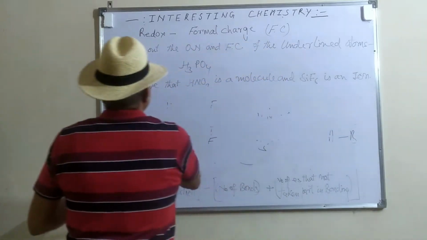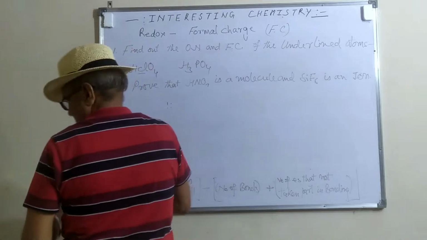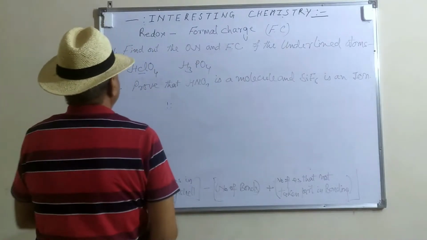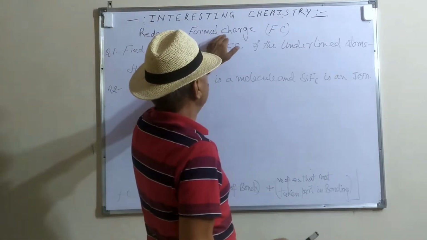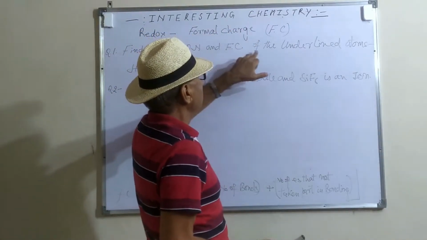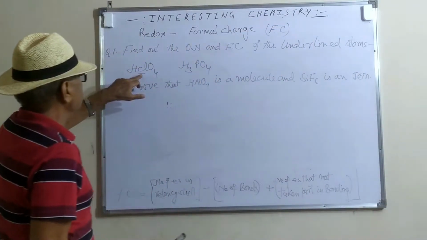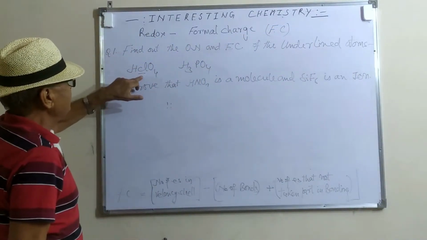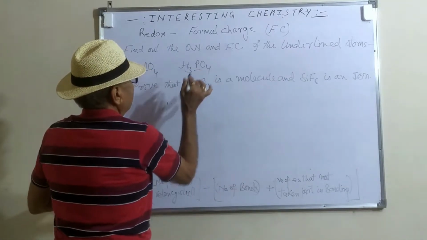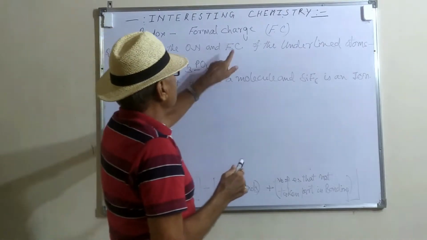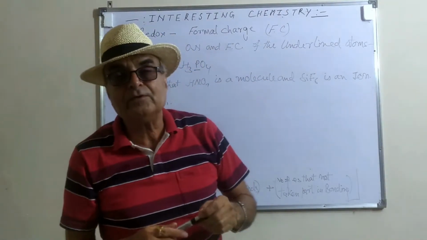So here I have given the question. First question: find out the oxidation number and formal charge (Fc) of the underlined atoms. These are the Cl in CsClO4, and the phosphorus in Na3PO4. Find out the oxidation number.